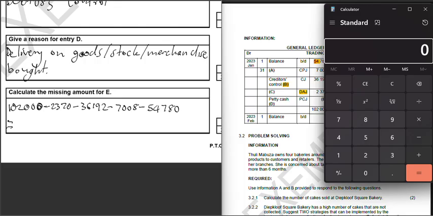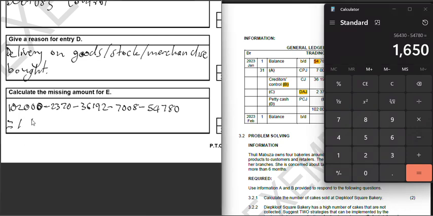Right, let us do this calculation. We're going to have 102,000 minus 2,370 minus 36,192 minus 7,008 minus 54,780. This leaves you, ladies and gentlemen, with a wonderful 1,650. This is the missing figure for E.